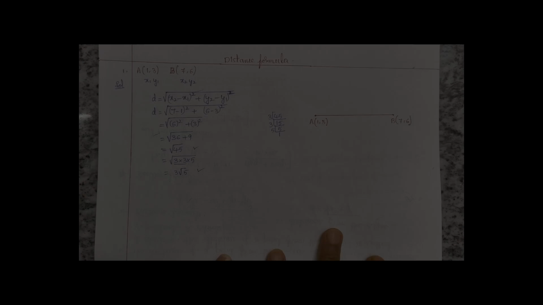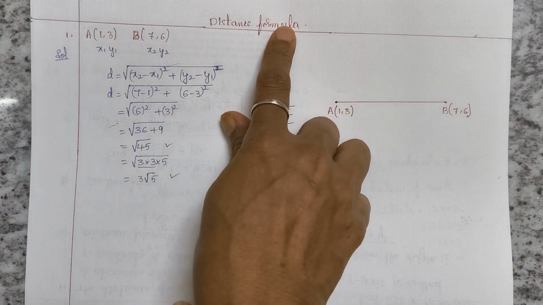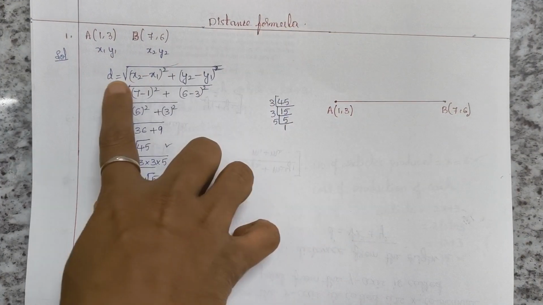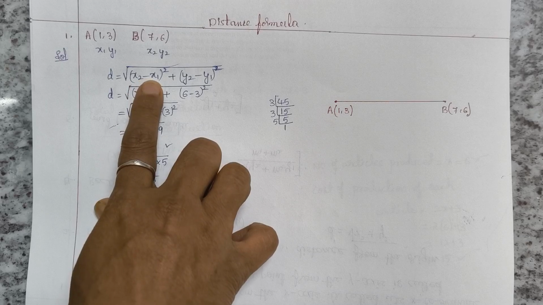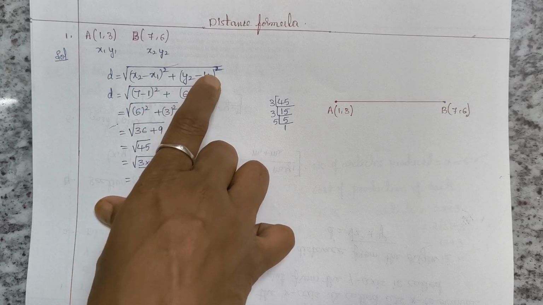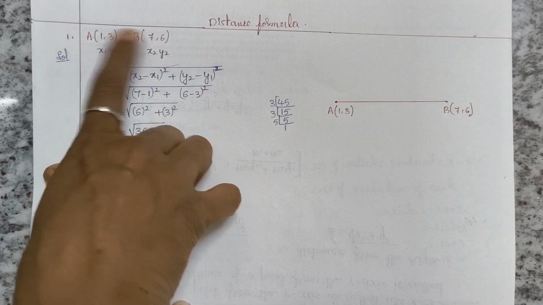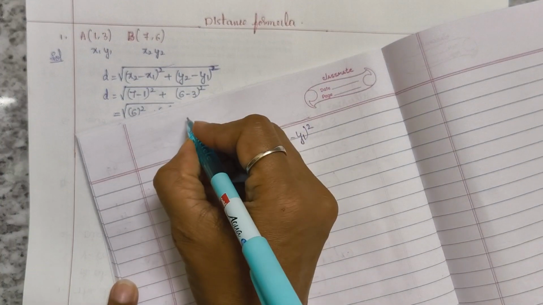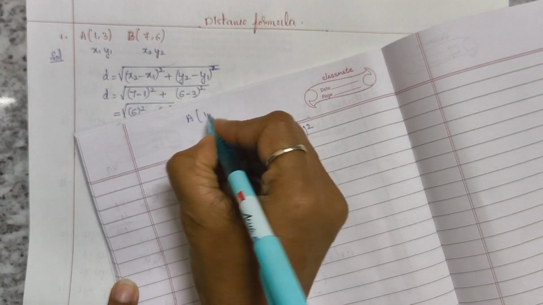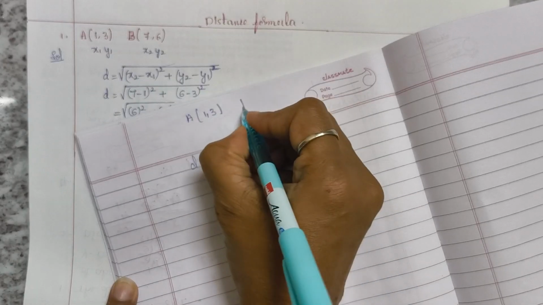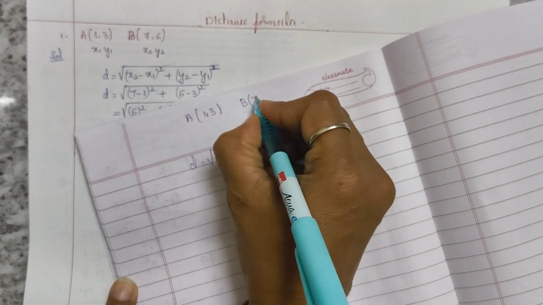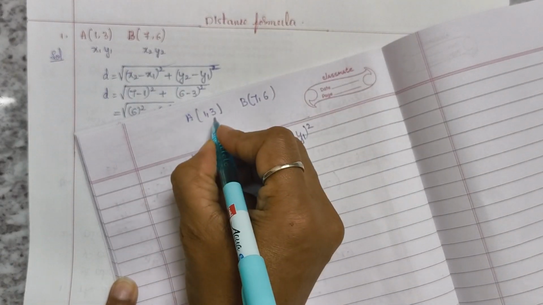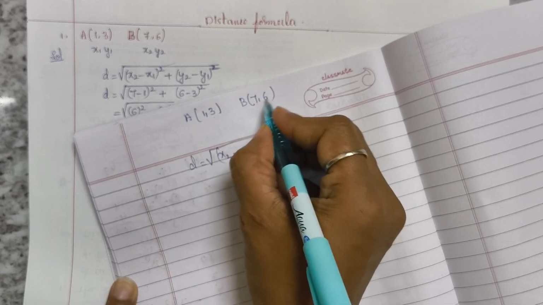Okay. Now we will do the distance formula. What is the formula? d is equal to the square root of x2 minus x1 whole square plus y2 minus y1 whole square. So we will take numbers and do it. Here I will explain. See here, a is equal to what? 1, 3 are the numbers, and b is equal to what? What are the coordinates of B? 7, 6. A coordinates 1, 3. B coordinates 7, 6.